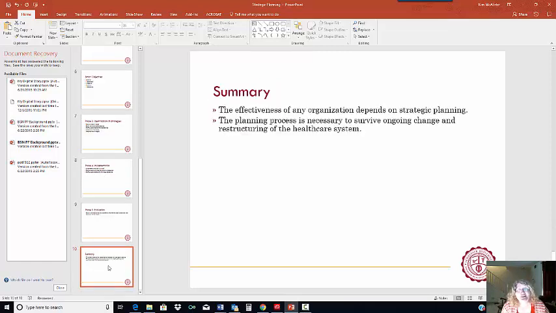In summary, the effectiveness of any organization depends on planning. The planning process is necessary to survive ongoing change and restructuring of the healthcare system. All members of the organization can contribute to the plan. Become involved in committees, participate in providing constructive feedback to appropriate persons, and include the organizational objectives in your career plans. Strategic planning requires teamwork and input to succeed.